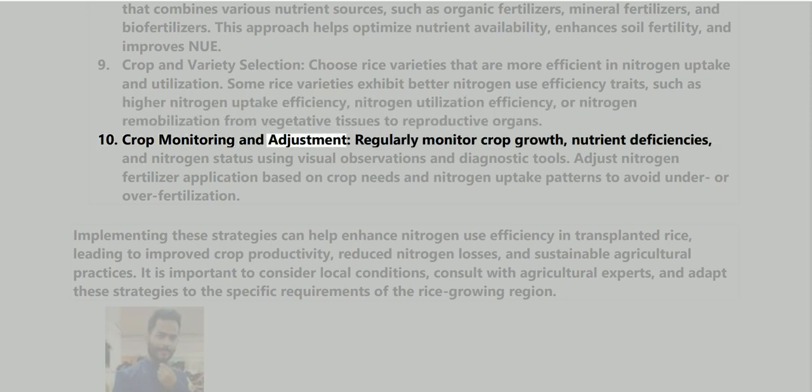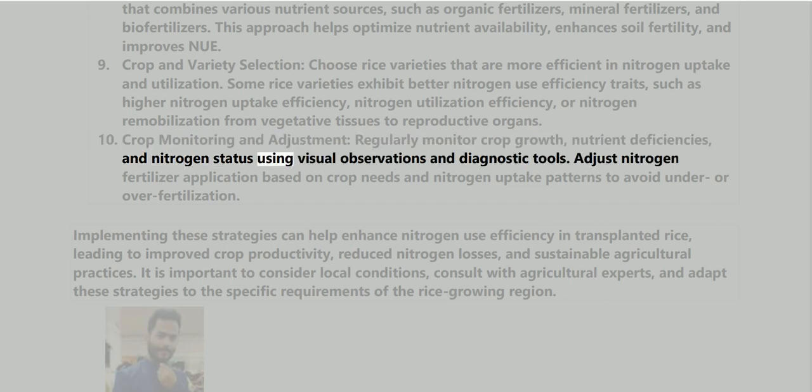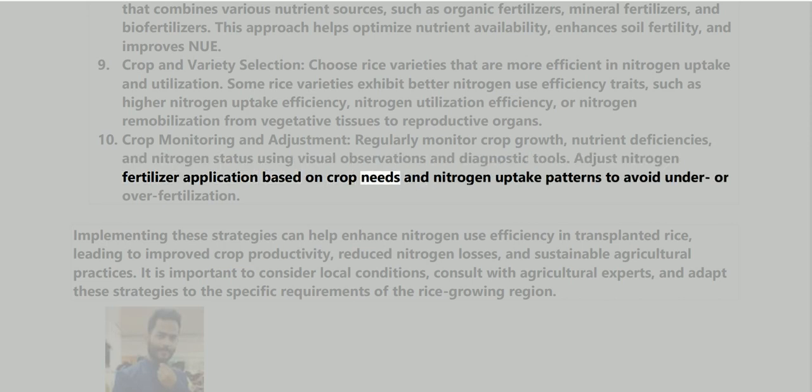10. Crop monitoring and adjustment. Regularly monitor crop growth, nutrient deficiencies, and nitrogen status using visual observations and diagnostic tools. Adjust nitrogen fertilizer application based on crop needs and nitrogen uptake patterns to avoid under or over fertilization.